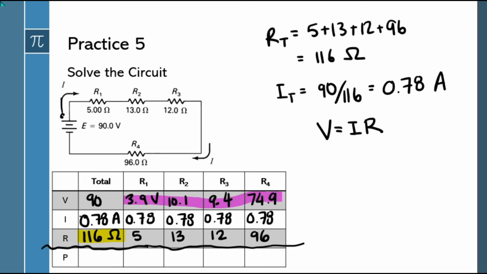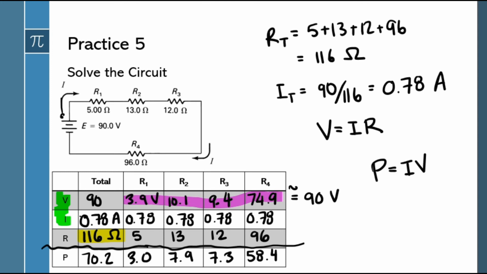Once again, if I add them up, they should be approximately equal to 90 volts. And if they're not, hopefully it's only because of rounding, not because of a mistake I've made. If I want to find the power at each, once again, I'm just going to be lazy, and I'm going to do P equals I times V. And here we go. It should hopefully come out to approximately equal to 70.2 when you add them all together.